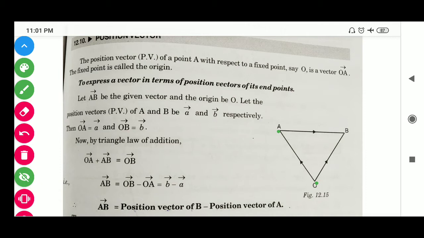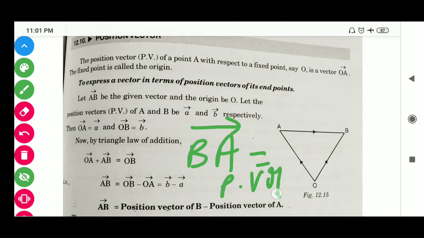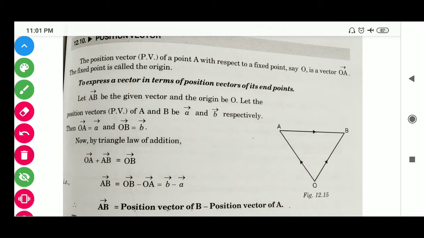In this way, if we want to calculate vector AB, then vector AB is the position vector of B minus the position vector of A. In the same way, if we want to find vector BA, then we will write the position vector of A minus the position vector of B. So, students, this is the formula to find the vector between two points.